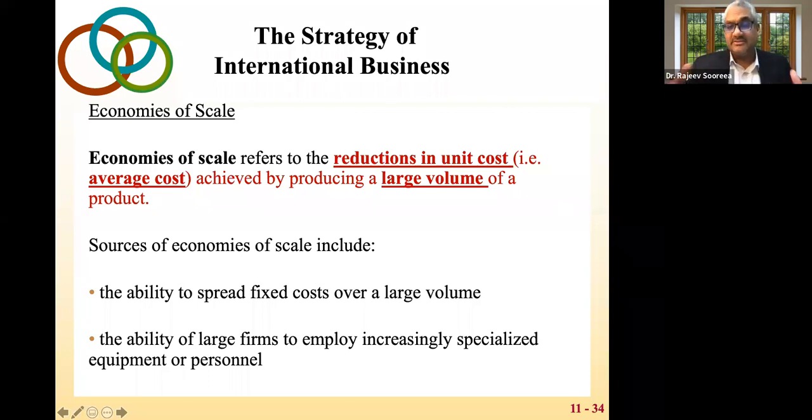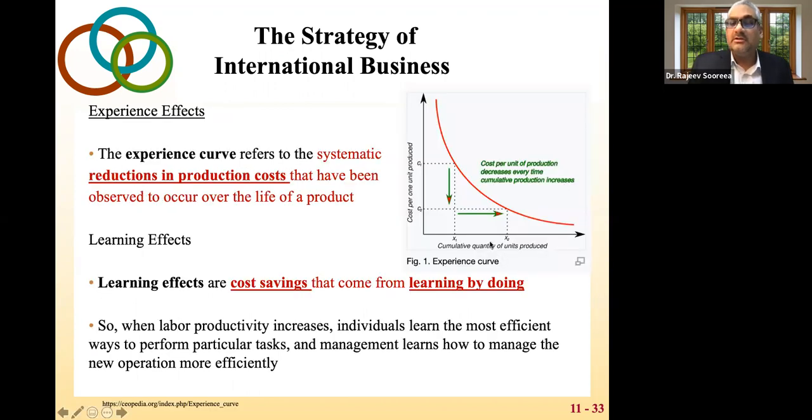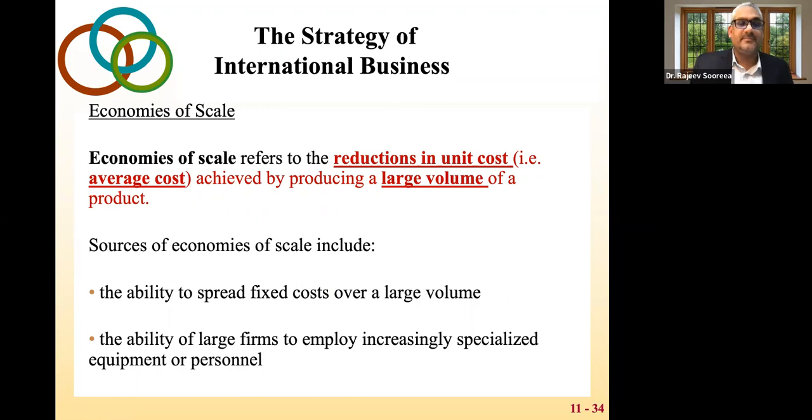So economies of scale refers to the reduction in unit cost, that is the average cost of production, achieved by producing a large volume of a product. The larger the X2, you can see if you go further to the right, the cost per unit is going to decline significantly. So this is an exponential decay, right? It is decaying exponentially.